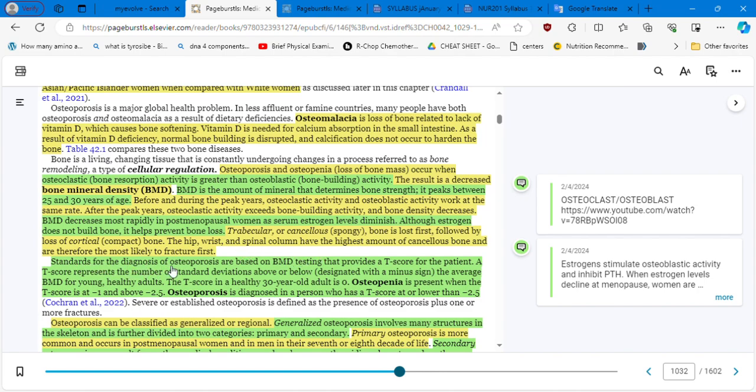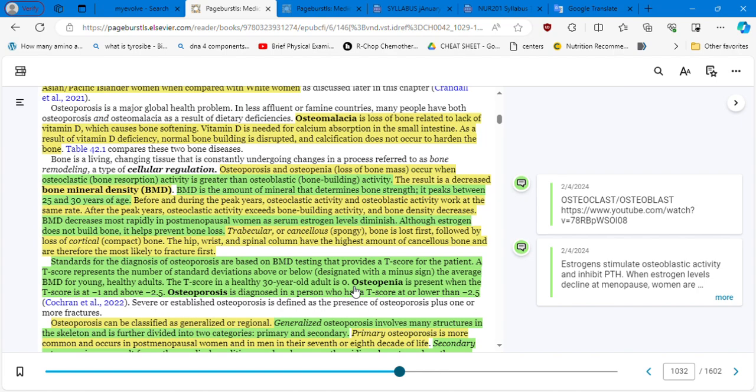Standards for the diagnosis of osteoporosis are based on BMD, bone mineral density testing, which provides a T-score for the patient. You will receive in the supplemental file a table in which you can see how the T-score is classified. A T-score represents the number of standard deviations above or below, designated with a minus sign, the average bone mineral density for young, healthy adults. The T-score in a healthy 30-year-old adult is 0.